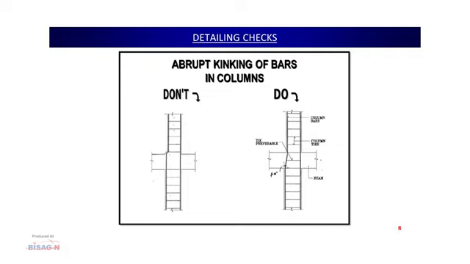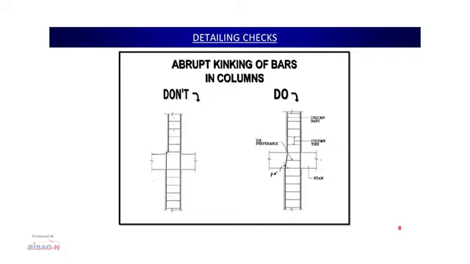You can see on the right side, under the do figure, how the column bars take a smooth transition into the next story column. You can see a transition is given, and the transition slope should be not more than 1:10, and the offset should be not more than 15 degrees. In this manner the column bar should be continued inside the top story column.